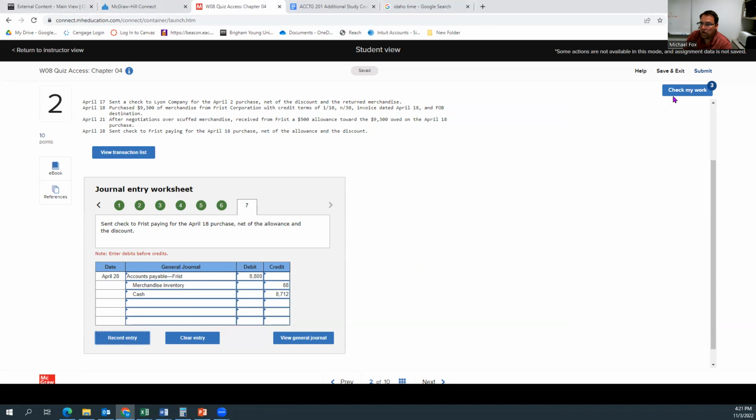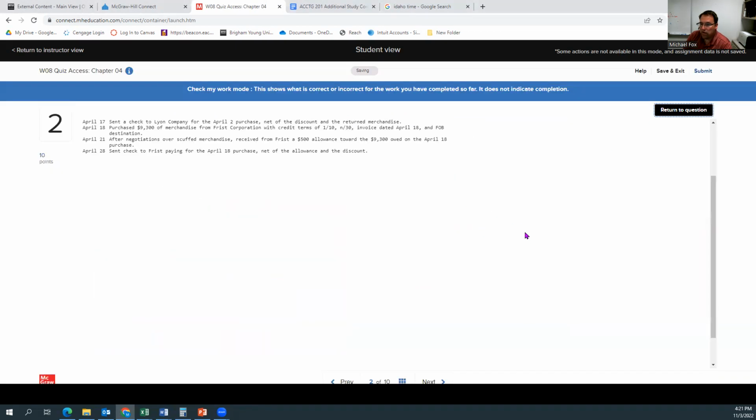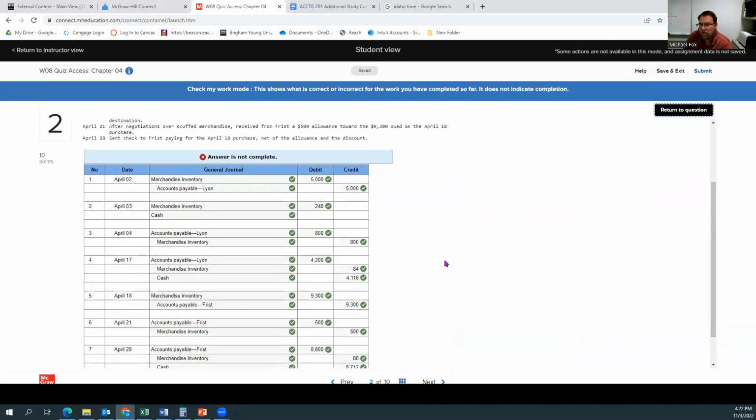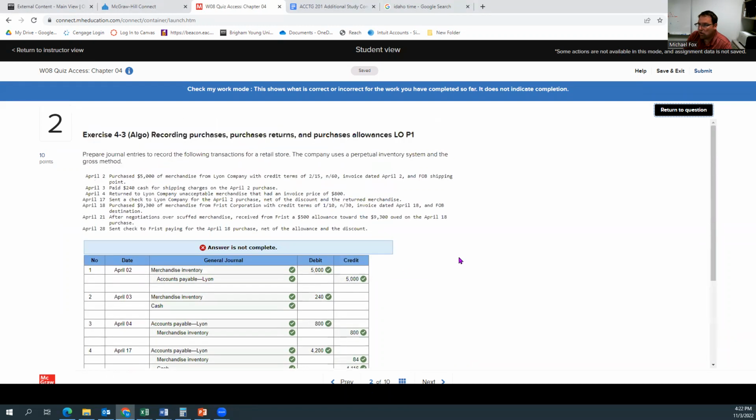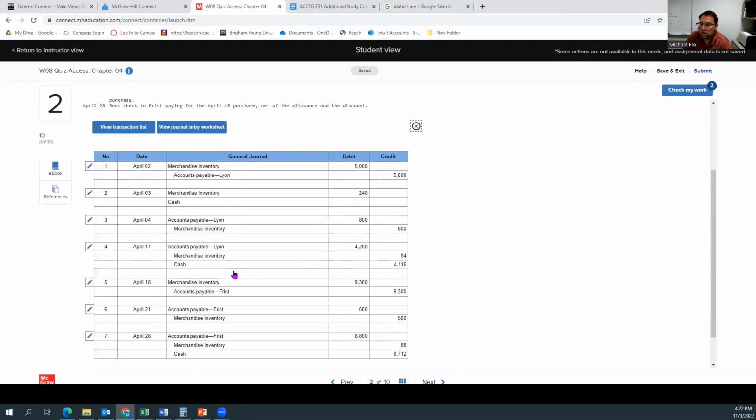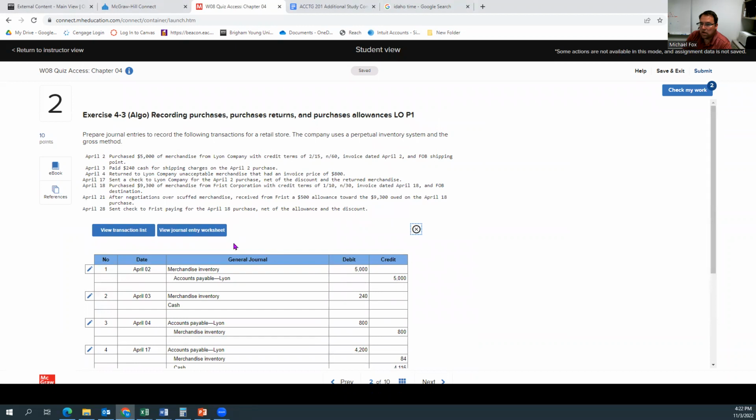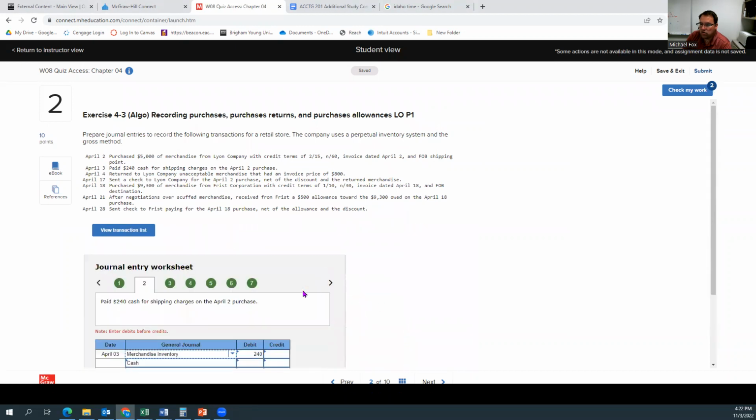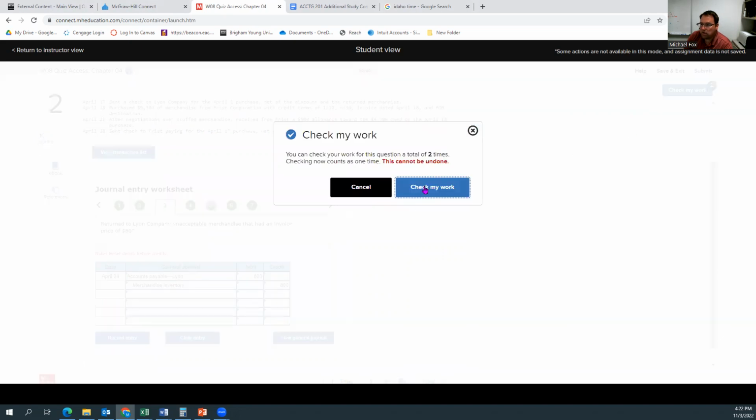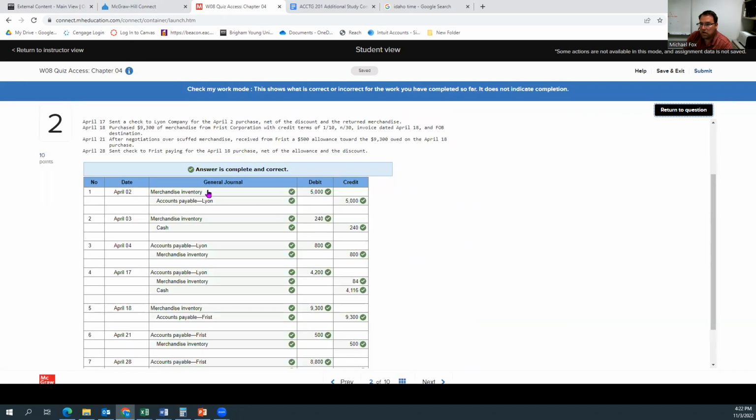I'll record that entry. Now I'll use check my work, see if I screwed anything up, which is quite possible because sometimes I do that. It's telling me my answer is not complete, which, oh, it looks like here I didn't credit cash. So that's cool. I'll go back and fix it since I know everything else is right. That's not going to let me do it here. I have to go to the journal entry worksheet, credit cash, record my entry. And now when I check my work, I should be good. All right, complete and correct.